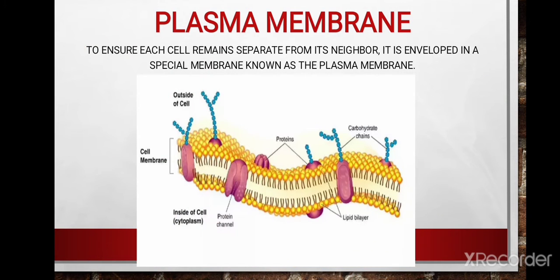We have here the plasma membrane. It is to ensure each cell remains separate from its neighbor. It is enveloped in a special membrane known as the plasma membrane. This membrane is predominantly made of phospholipids, which prevent water-based substances from entering the cell. So that's the job of the plasma membrane.